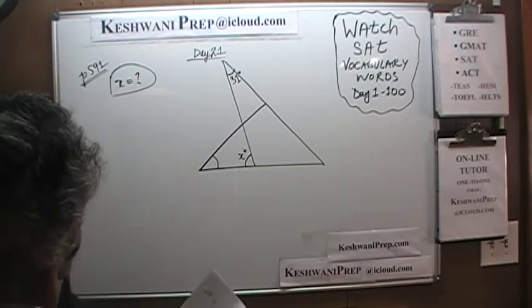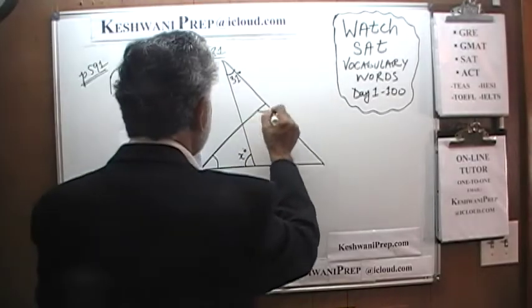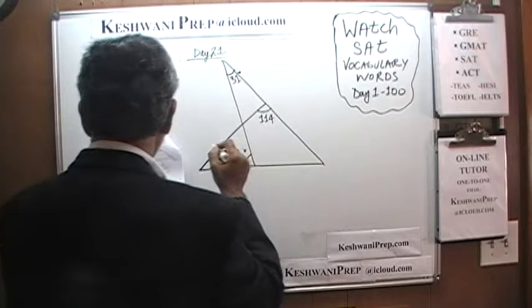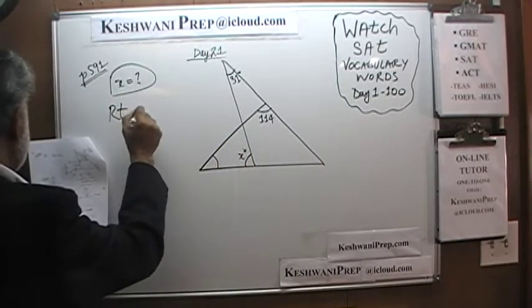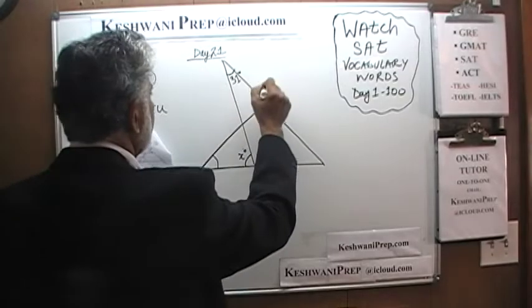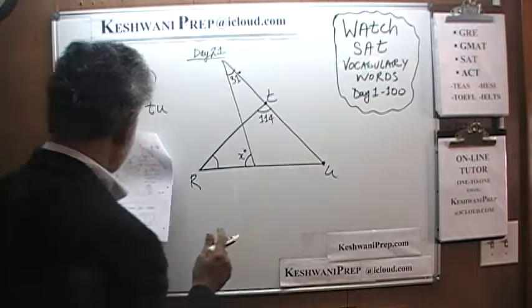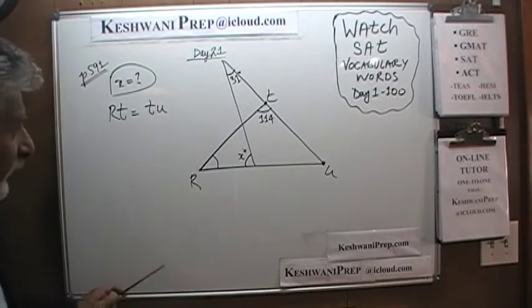What else are we told here? We are also told that this angle is 114. And finally, the most important part, we are told that RT equals TU. R is here, T is this point right here, and U is right here. That's a very important bit of information. Without it, we are not going to go anywhere.